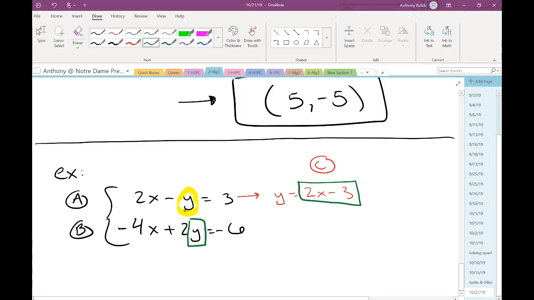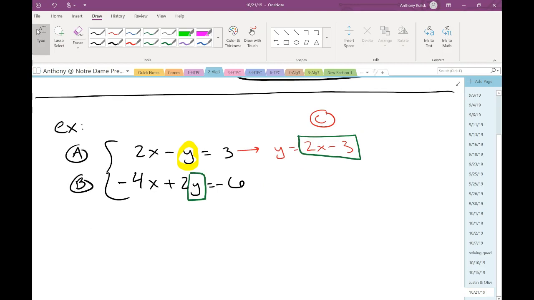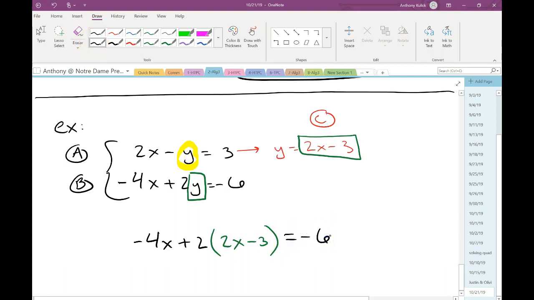Now I'm going to use equation C and substitute in the value for y into equation B. Notice the only part of equation B that's going to be replaced is the y part. The coefficient, that is the 2, is going to stay there. Everybody okay so far? Okay. So we'll just distribute that 2 through.